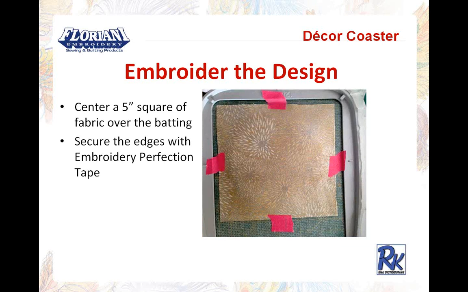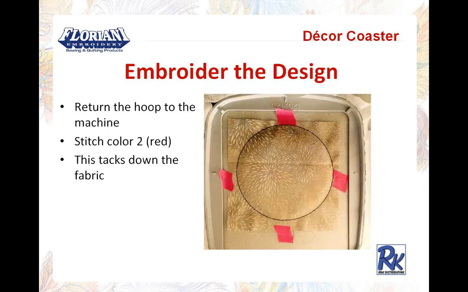Now, you can see in this picture here that when Rita took the picture, she put the tape right on the long edge there. Now, as you'll see in the next shot, when we start embroidering, she came awful darn close to this tape. So you might want to put the tape in the corners. That's probably what I would have done. That will help you avoid stitching over the tape. And while embroidery perfection is great stuff for holding things, it's not the easiest thing to get out once you've stitched over it. So try not to stitch over it.